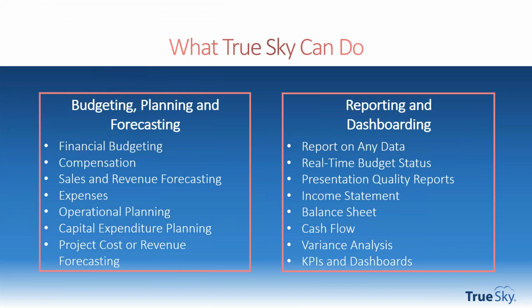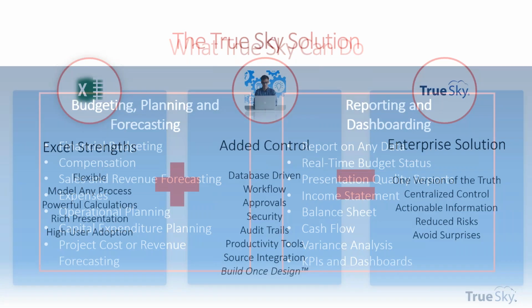Well, again, financial budgeting, compensation, obviously what we've just been going through here today, sales and revenue forecasting, expenses, operational planning, CapEx, project costing, project revenue. Again, any kind of budget reporting that you want to do, including full-blown compensation planning, FTE, headcount, income statement, balance sheet, cash flow, KPIs, and dashboards, all within TrueSky.